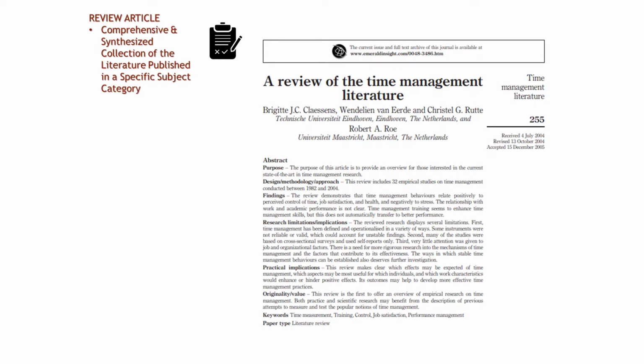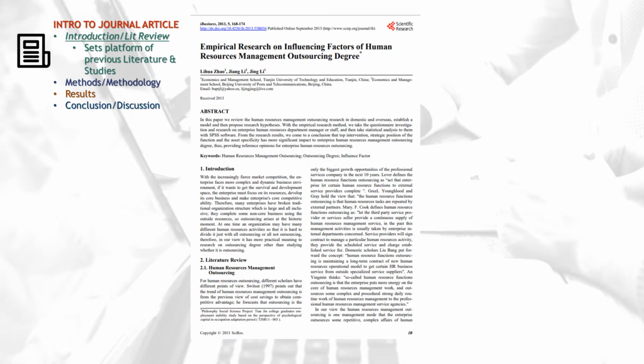Here's an example of a comprehensive review article. The article attempts to update the reader by synthesizing the literature. Here's an example of a literature review setting the platform for an empirical study. Empirical studies are the collection and analysis of primary data based on direct observation or experiences in the field. You can see here that the literature review is at the beginning of this study. It lays out the previous science in this field of research before adding to the science.